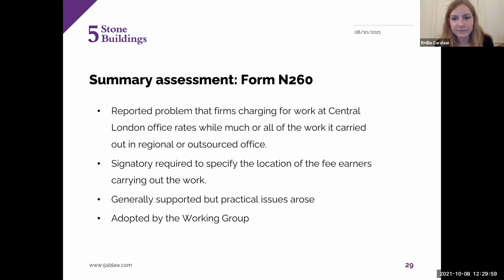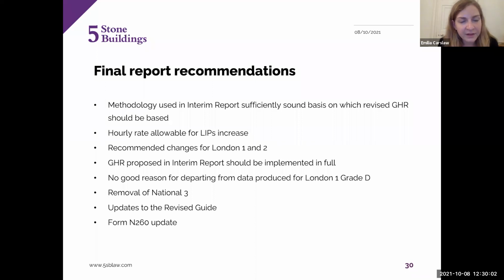Next slide, please. So just as a summary, these are the final report recommendations. The methodology used in the interim report was a sufficiently sound basis on which revised GHR should be based. There was also an increase in the hourly rate allowable for litigants in person. So I think it increased to £19 an hour. They recommended changes for London 1 and 2, so that's splitting London 1 and 2 by the nature of the work rather than by geographical location. The guideline hourly rates proposed by the interim report should be implemented in full.